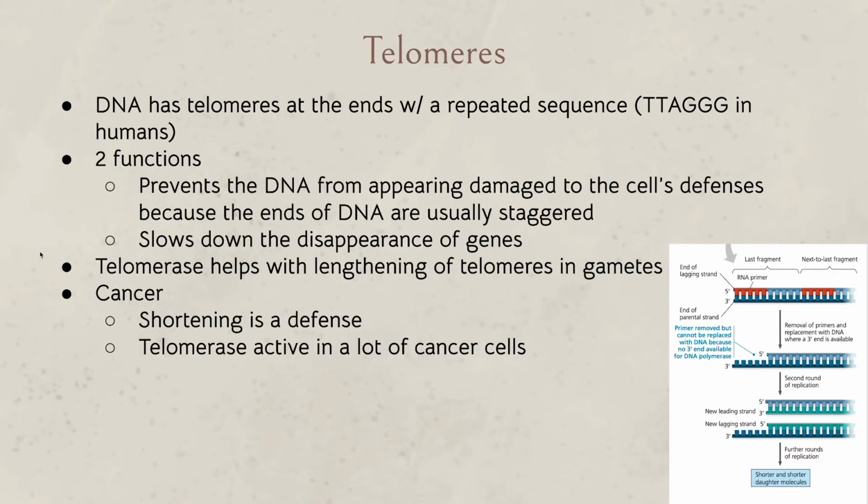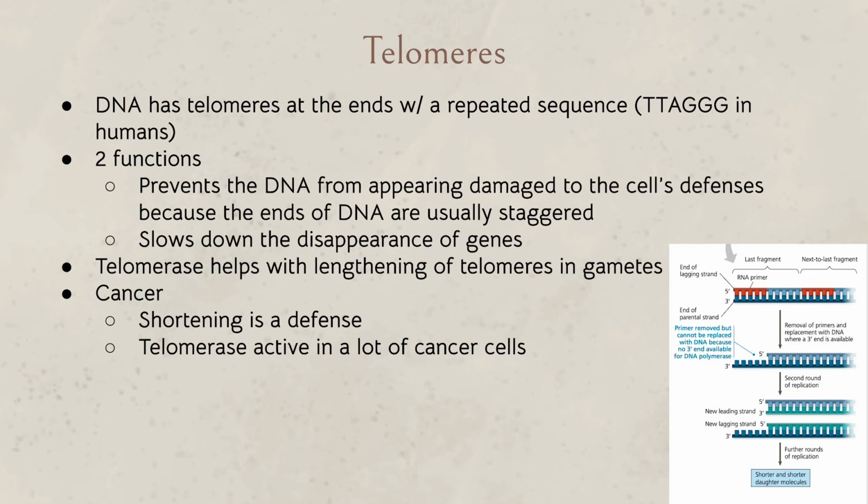Okay, and next we'll talk about telomeres. So telomeres have pretty important functions. So DNA has telomeres at the ends, and it's basically a bunch of DNA that has the same repeated sequence, and it's TTAGGG in humans. So what it does first is it prevents the DNA from appearing damaged to the cell's defenses, because after being replicated, the ends of DNA are usually staggered. So they look kind of like that. And the cell sees that and it's like, oh no, the DNA is damaged. We don't want cancer. So it's going to attack the DNA and kill the cell, which is not good.